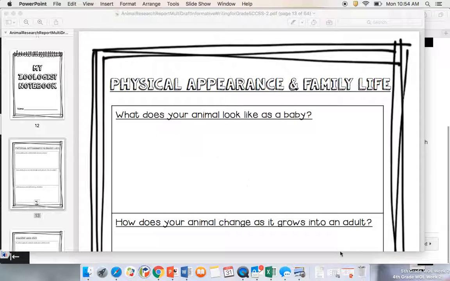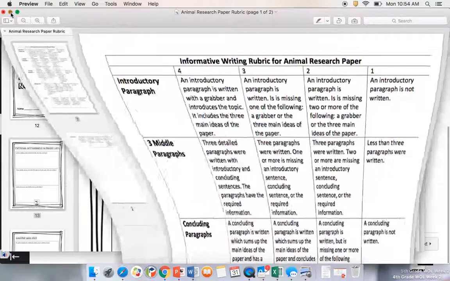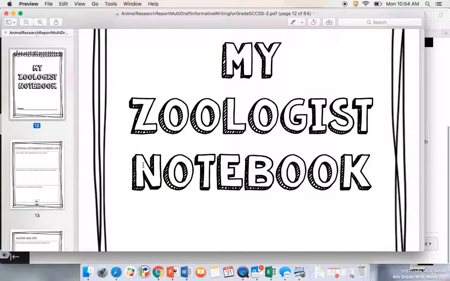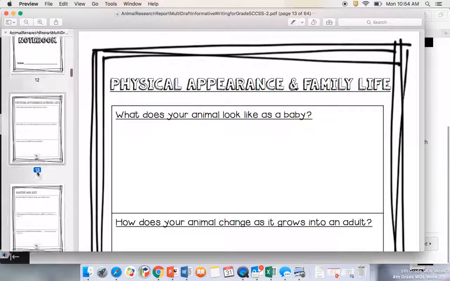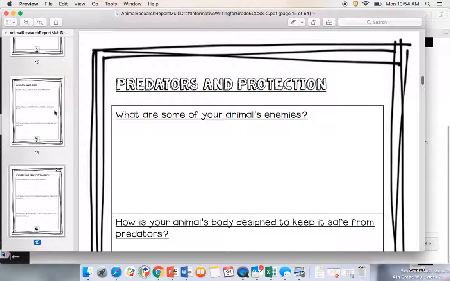So, on our rubric, if we refer back to it, an introductory paragraph is written with a grabber. So we know what a grabber is and we know how to do that. We need to introduce our topic, and we also need to include the 3 main ideas that we're going to be talking about. So you need to introduce that you're going to be talking about an animal, and you can do that through your grabber by describing it and then saying the cheetah is one of the most fascinating animals. That's a way to introduce what you're talking about. And the 3 main ideas that we're going to be talking about are the physical appearance and family life. We're going to be talking about the habitat and diet, as well as the predators and protection.